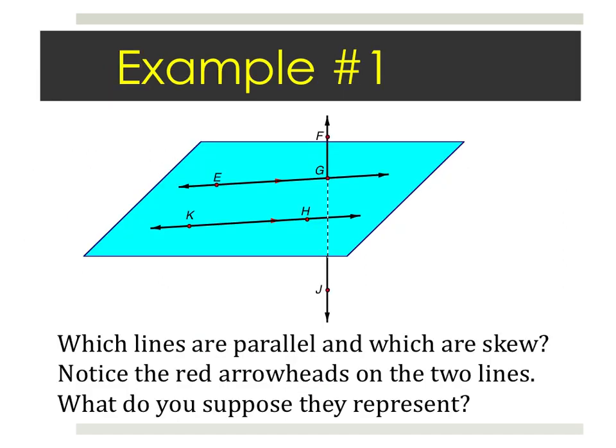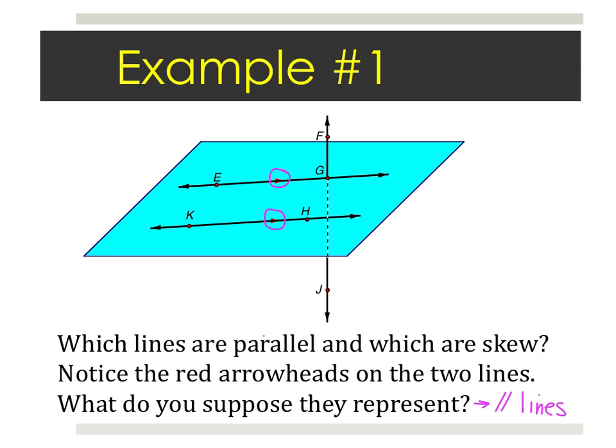So in this picture, we are asking which lines are parallel and which are skew. Notice the red arrowheads on the two lines. What do you suppose they represent? In a picture, what they're going to represent is parallel lines. Okay, so anytime you see that, you know automatically, based on the markings on the picture, that those two lines, EG and KH, are parallel.